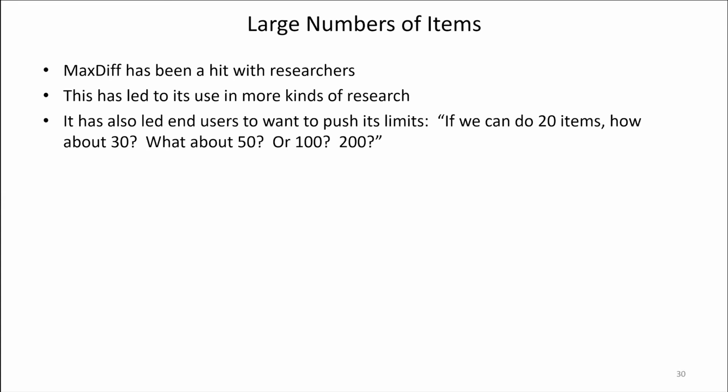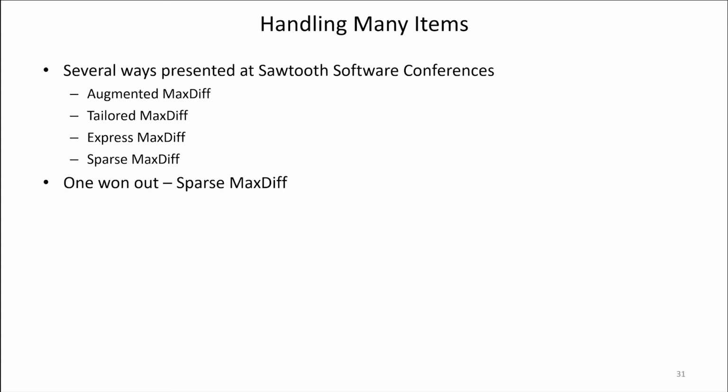pushing the limits. If we can do 20 items, how about 30? What about 50 or 100 or 200? I think the last time I looked, about, I don't know what, 15% of our studies had more than 100 items. So these things are getting bigger and bigger over time.